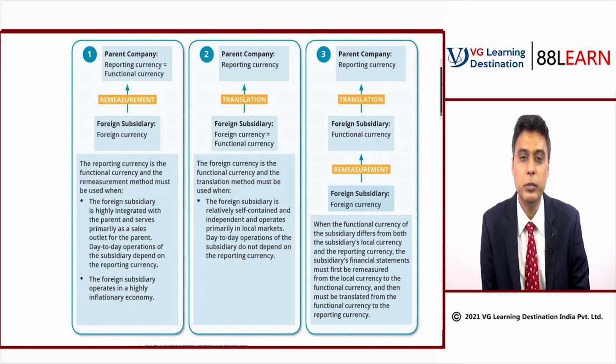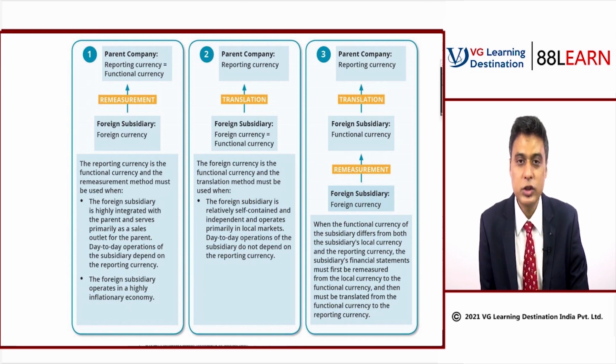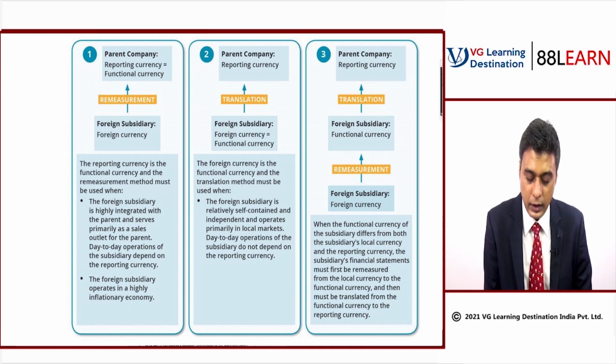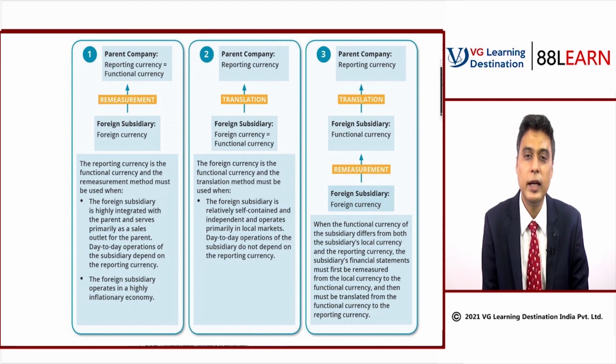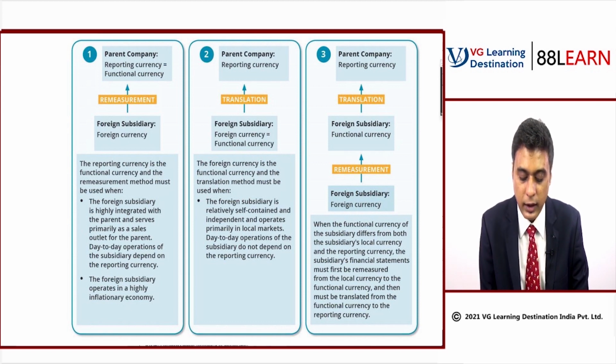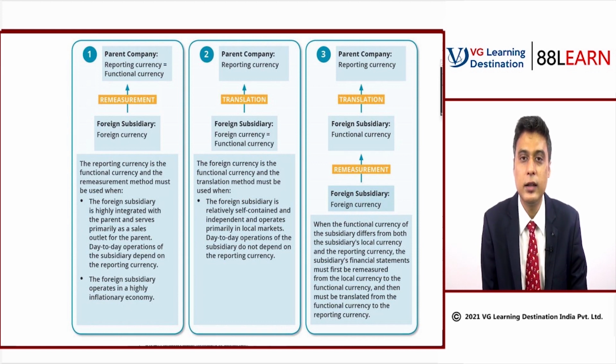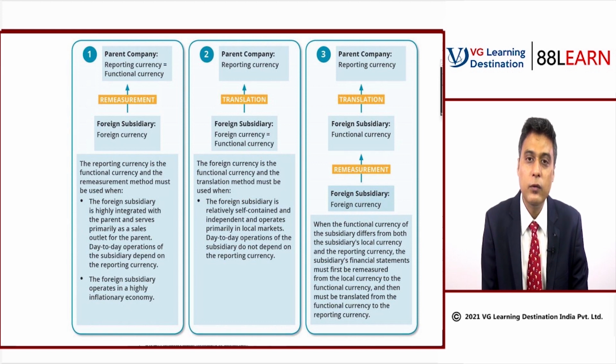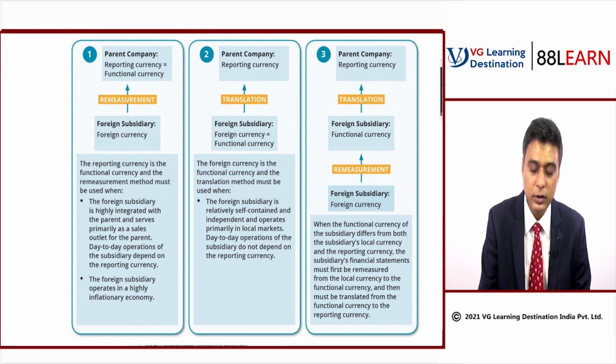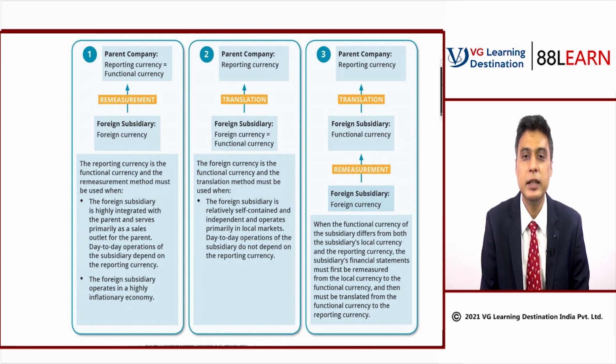So it is only a one-step conversion. Look at box number 2, which is in the middle. Here we are saying that the foreign currency is equal to the functional currency. So example, India. The foreign currency, which is the local currency of India, which is INR, is also the functional currency of India. Therefore, when the financial statements of the Indian subsidiary have been prepared in INR, that means they are already in the functional currency of India. That means we just have to take one step to convert them from functional to the reporting currency using the translation method.